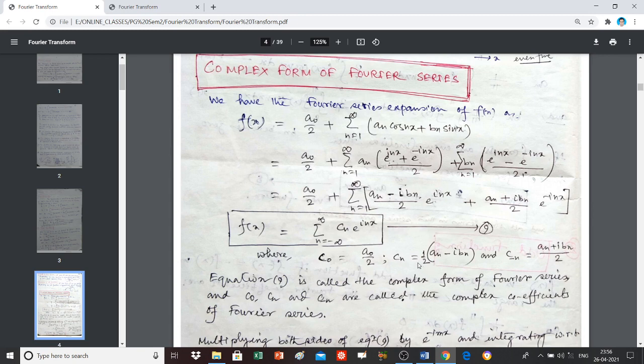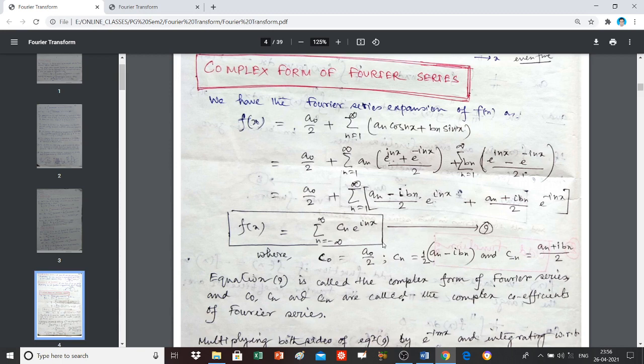And with this, now we have to define cn. Cn is equal to, since n has both negative and positive values, Cn is equal to half of this value, an minus i bn, that is here, and C minus n for n a negative number, C minus n will be equal to an plus i bn by 2, that is here.